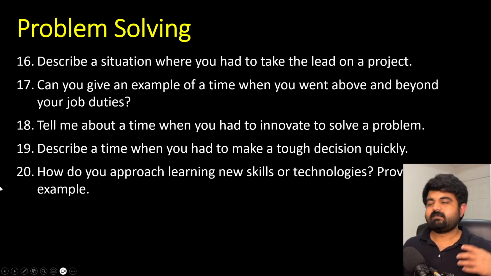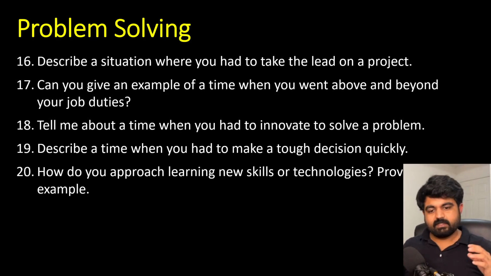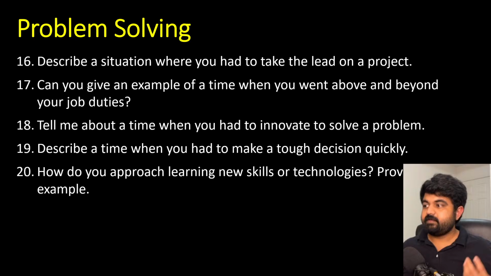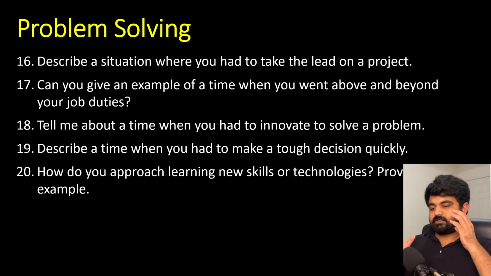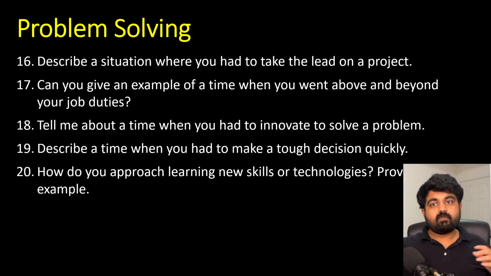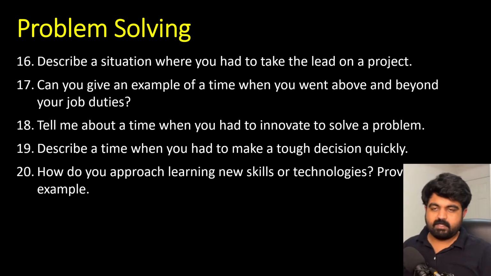Pretty simple. As an IT person, everyone has to learn new things every 6 months to a year. Maybe new language, new technology, new cloud environment, new tools, new AI, whatnot. So give the example, show them how you actually learn, what is your learning methodology, and then there can be a lot of follow-up questions.